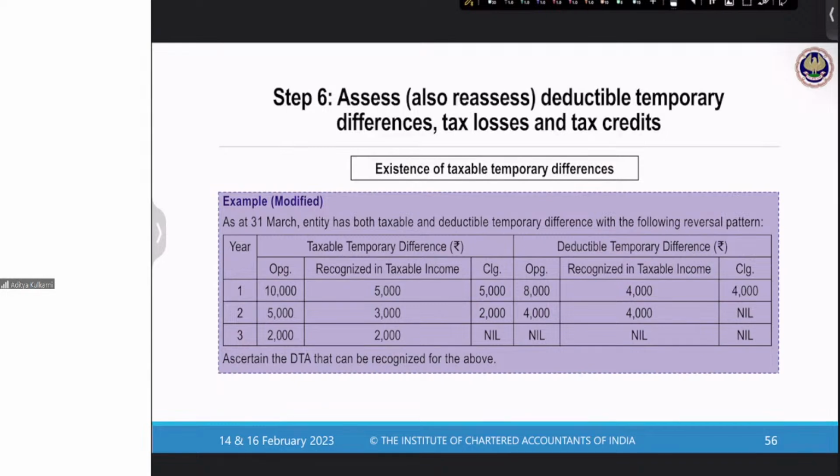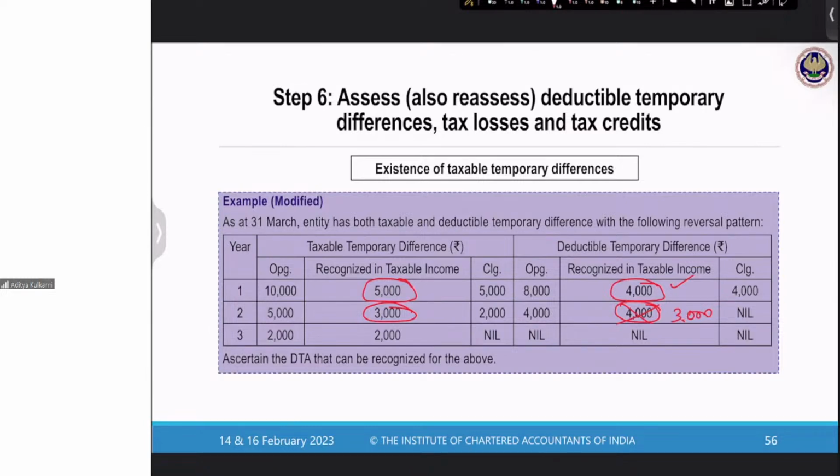Okay, coming to the next case. Now in this case, pay attention. 4,000 versus 5,000. Can I recognize the entire 4,000? Answer is yes. Go ahead. Can I recognize in year 2 4,000 versus 3,000? Answer is no. You have 4,000 worth of deductible temporary differences, but taxable temporary difference reversal is only 3,000. So therefore, you will restrict it to 3,000.